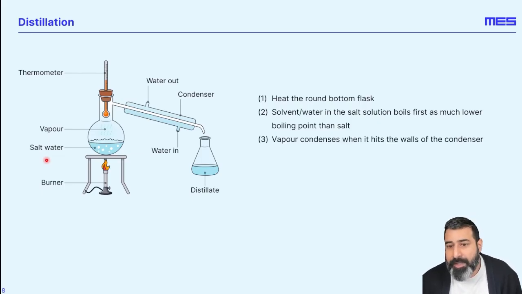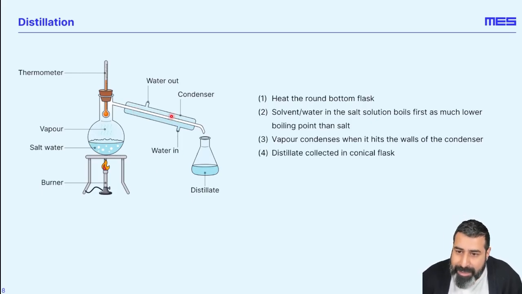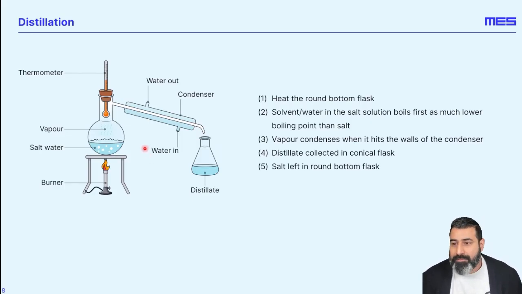And as you can see here, the water in the solution boils first, has a much lower boiling point than the NaCl. And what happens is the vapor travels up, it can't escape, so it goes in this direction, to the right-hand side, to a condenser, which has water running around the outside. So these walls of the condenser are cold, and then the vapor condenses when it hits the walls of the condenser. And then it trickles down, and we collect that liquid in a conical flask, which we call the distillate now. And what's going to be left behind in the round-bottom flask? We are going to get salt left behind in there.